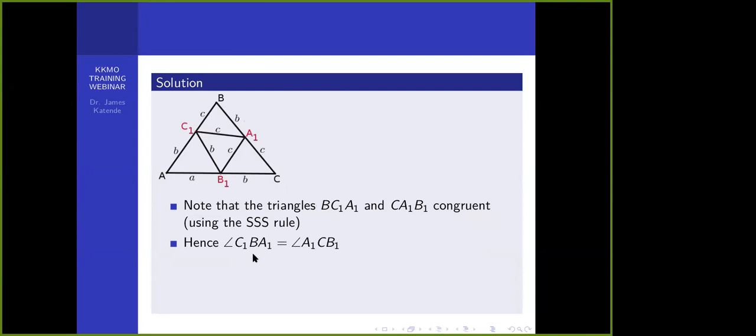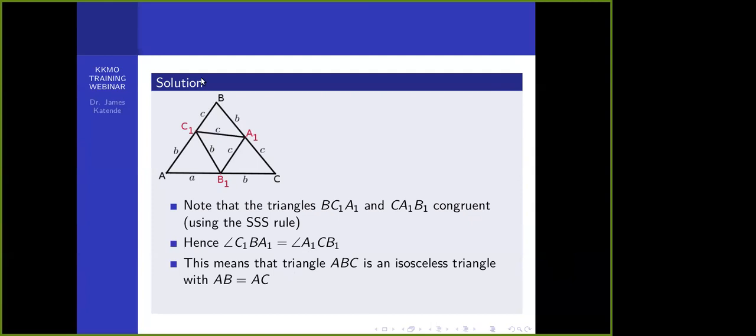Now when we also look at the angles, for that reason, we can conclude that these two angles, C1BA1, this angle here, and the angle A1CB1, that is this angle here, are equal. So that tells us that this triangle must be an isosceles triangle with AB equal to BC.